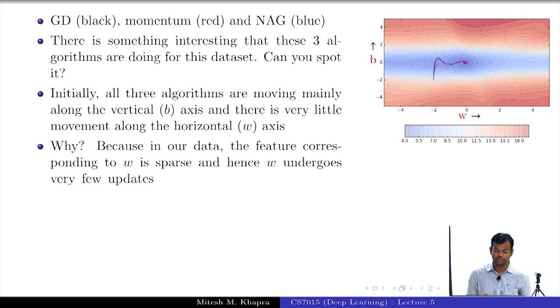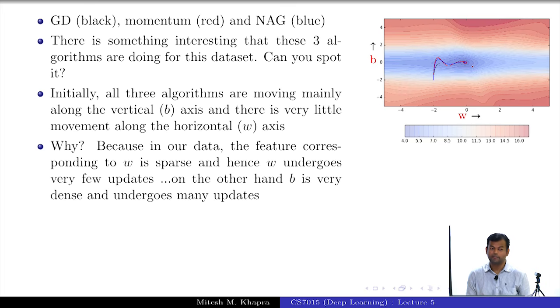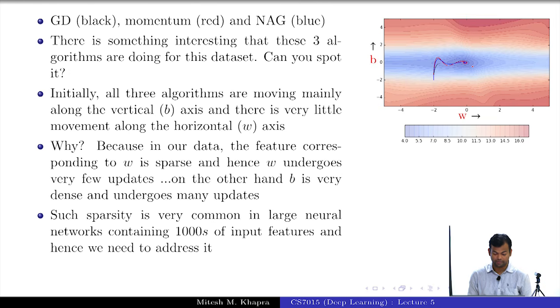Because in our data, the feature corresponding to W is sparse, and hence W undergoes very few updates. And B is very dense, and it undergoes a lot of updates. Now, such sparsity is very common in large neural networks, which have thousands of features, right? So you could imagine this.